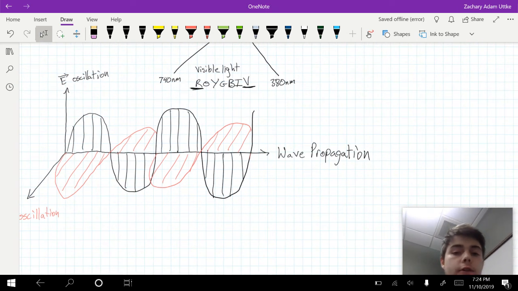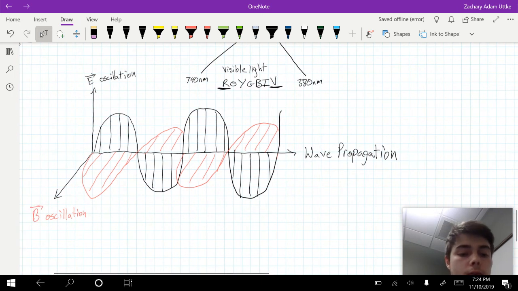We'll see in the future that light acts as both a particle. If you've ever heard of a photon, that's like a light particle. But it also acts as a wave, which we can see with electromagnetic waves.